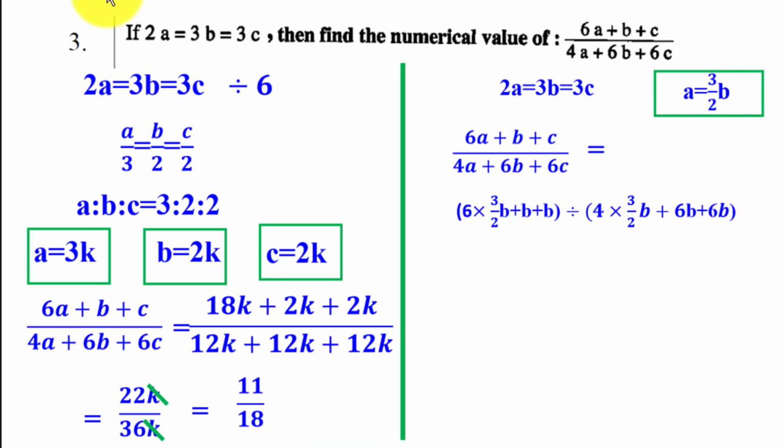Now it's the numerator divided by the denominator. Now simplify. We get 6 times 3 over 2, simplification: divided by 2 equals 1, divided by 2 equals 3. We have 9b. 9b plus 2b equals 11b. Next, 4 times 3 over 2, divided by 2 equals 1, divided by 2 equals 2. 2 times 3 equals 6b, plus 6b, plus 6b. We have here triple 6, which means 6 times 3 equals 18b. Now 11b divided by 18b, we can write it as the fraction 11 over 18.